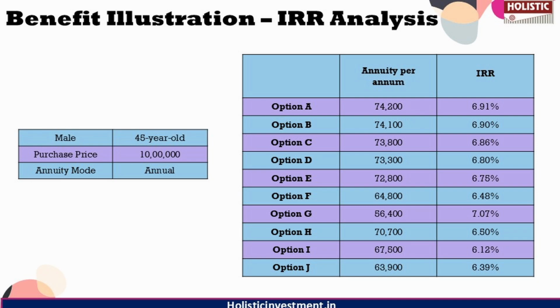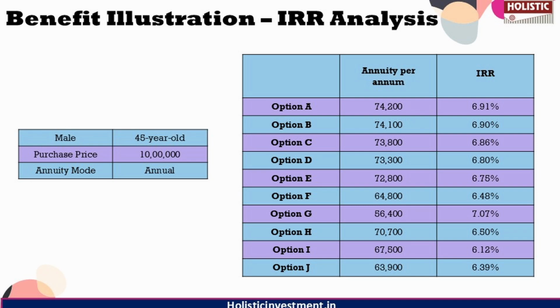You can see that all 10 options, option A to J, have been presented in the tabular column with the annuity amount and its IRR, the internal rate of return, under each scenario, just to give you an idea of how it will work out based on the other options. Option A provides the highest annuity amount. You get the maximum benefit under option G because you get an annual step-up income. The least IRR is for option F and option J, as they just return the purchase price at the end. If you look at the IRR, it's almost hovering around 6.5%.